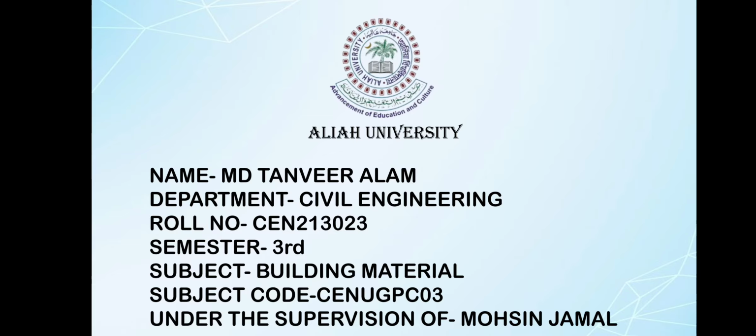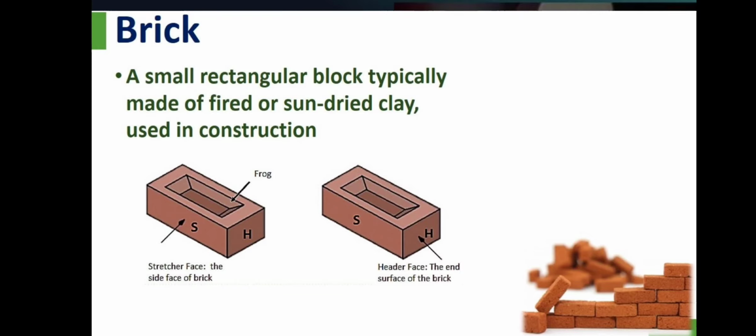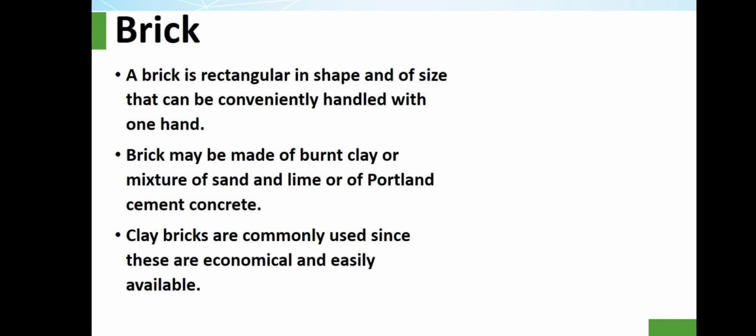Today our topic is brick. So let's start. Brick: a small rectangular block typically made of fired or sun-dried clay used in construction. A brick is rectangular in shape and of a size that can be conventionally handled with one hand. Brick may be made of burnt clay, a mixture of sand and lime, or of Portland cement concrete. Clay bricks are commonly used since these are economically and easily available.